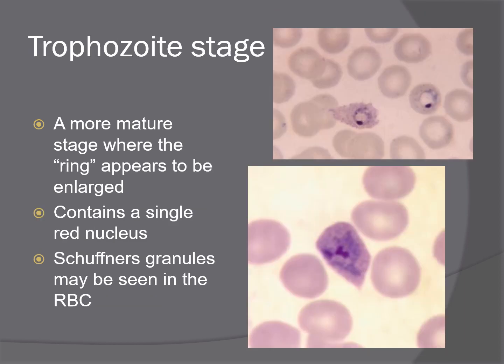This is the trophozoite stage, and they appear thicker and more compact, the ring forms do. The more mature stage, where the ring appears to be enlarged, and it contains a single red nucleus and also Schüffner's granules, which may be seen in the red cell, but not usually seen with Plasmodium falciparum species. The nature of the Schüffner's dots is actually uncertain.